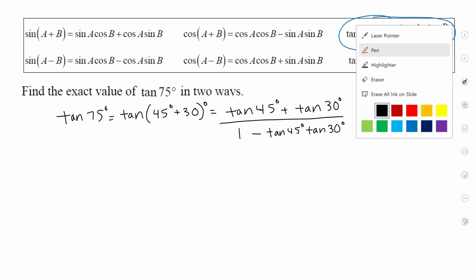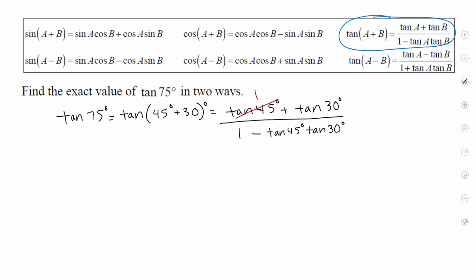Okay, and we know that tangent at 45 degrees is just 1. Tangent at 30 degrees. If I draw you a picture of 30 degrees, the coordinate here is square root of 3 over 2 and 1/2. And you put y over x. So 1/2 times, flip this, you're going to get square root of 3 over 3. So tangent is square root of 3 over 3 at 30.